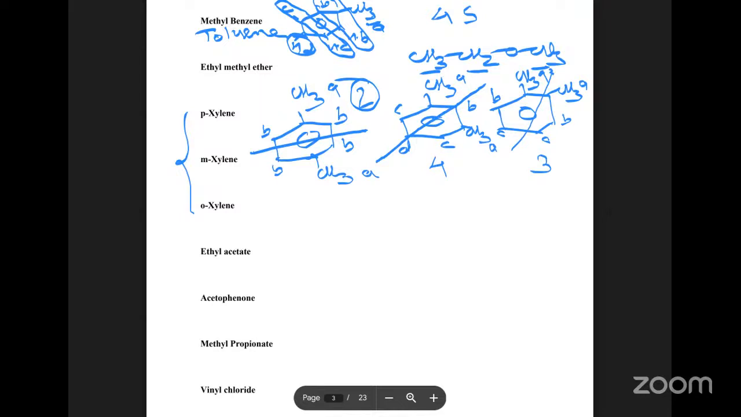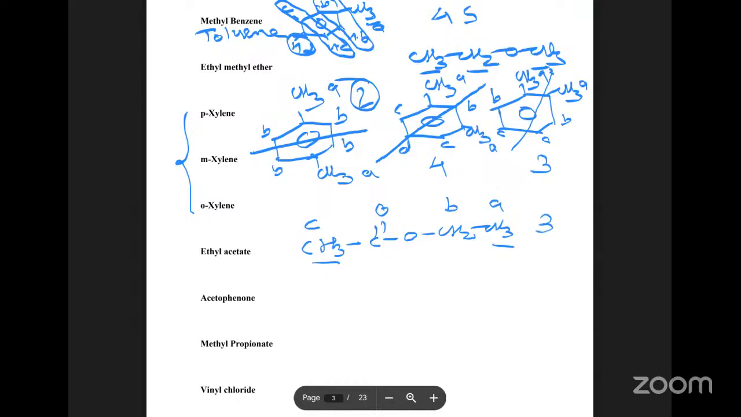Let's see the structure of ethyl acetate. So you should know the structure. Okay, so acetate means this acyl group, and then OEt. Okay, so that is an ester. So this is ethyl acetate. This CH3 and this CH3 are not the same at all, because this one is attached to the CH2 and this one is attached to the carbonyl. So this will be A, this will be B, and this will be C. So there will be 3 signals for this molecule.